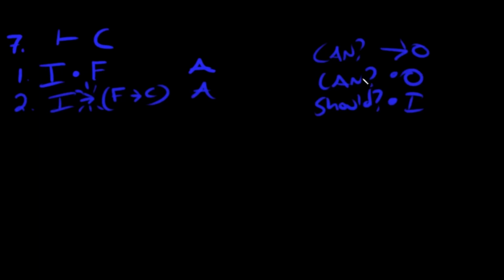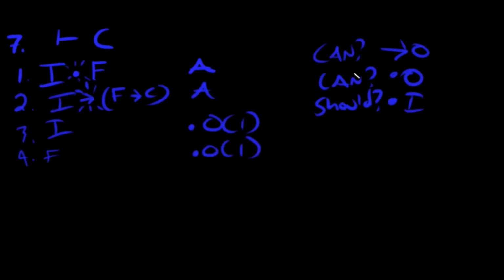Moving on. Can we do an and out? Do we have a dot somewhere not in parentheses by itself? We do. So what does that mean? We can break those 2 things down. That gets us I and F separately. What move there? And out, line 1. And out, line 1. Now, go back to the top of the list.